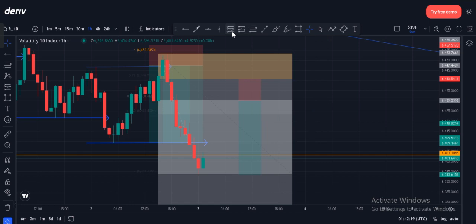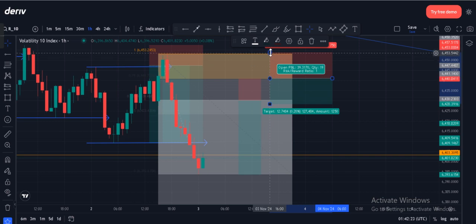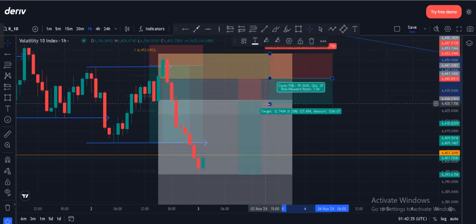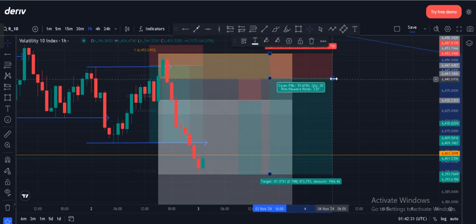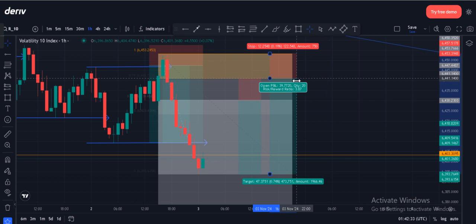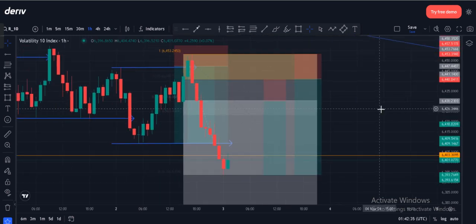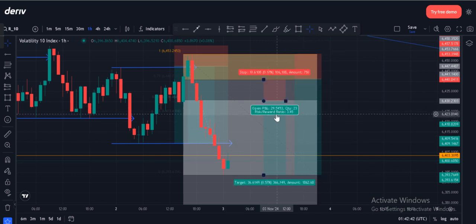And then the second entry poses to us, I think a 1 ratio, yeah, so it also poses to us a 1:3.8. Now, these are the two setups we are looking out for, and these are the trades we are looking out to take on the Volatility 10 Index.